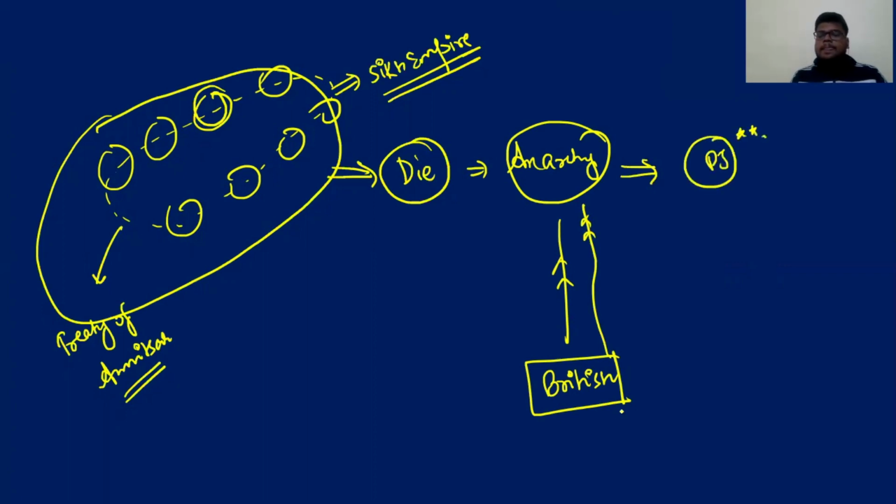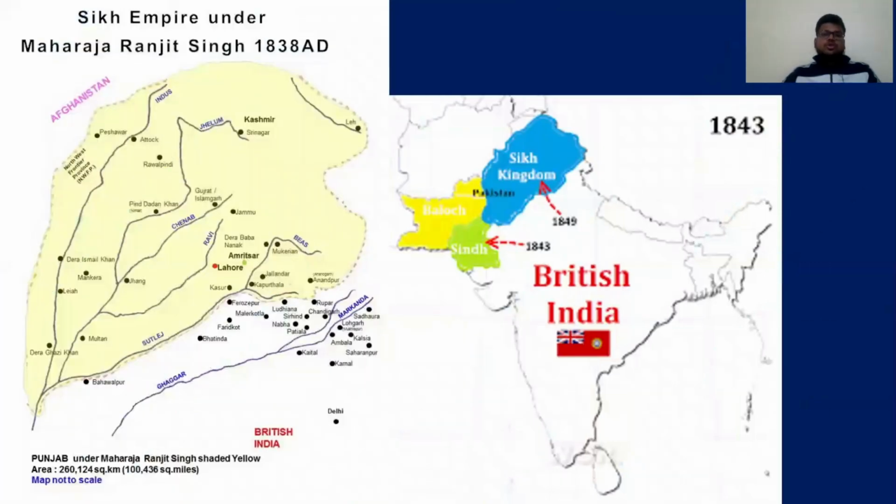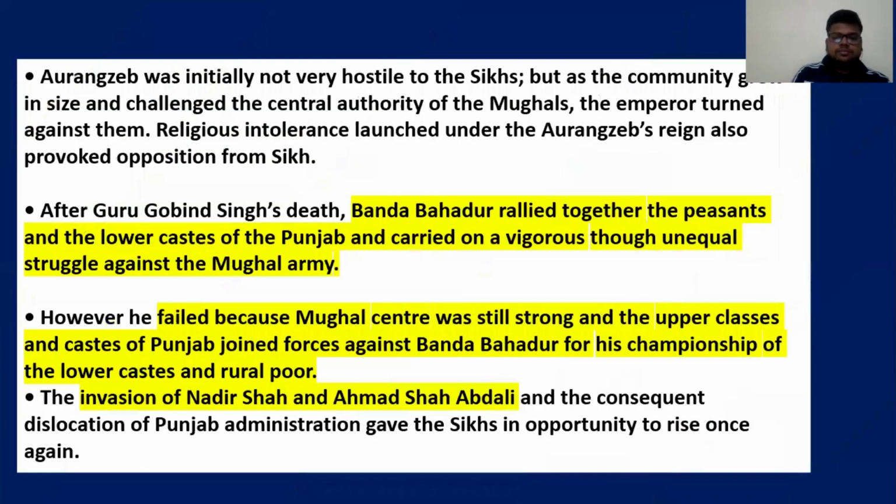Okay? Chalo, let us start. So you see the Sikh kingdom becoming very large in 1849, or at the time of Ranjit Singh, much expanded by him. We'll look at that map again. Let us start with a bit of story.